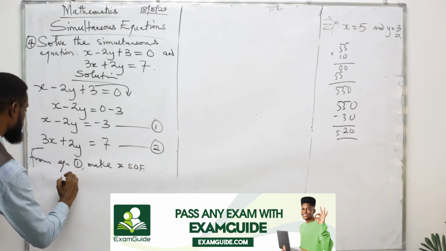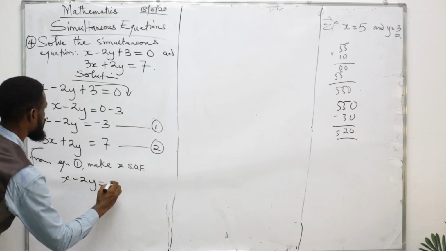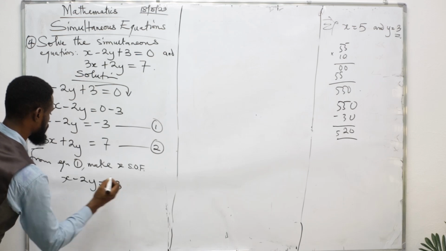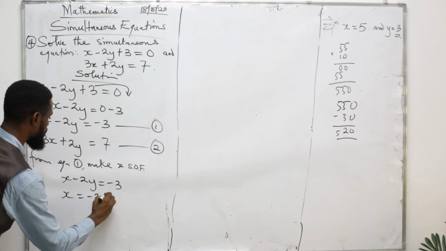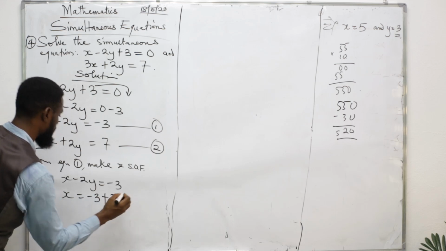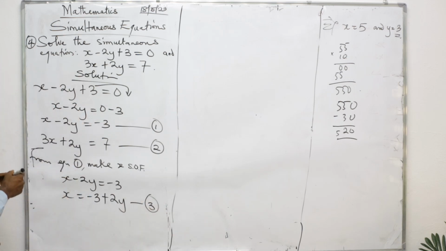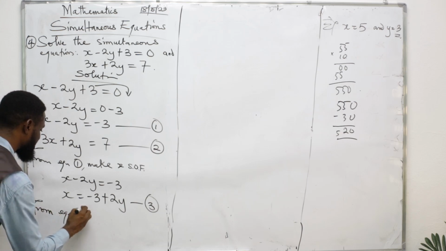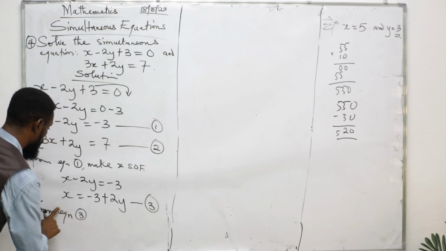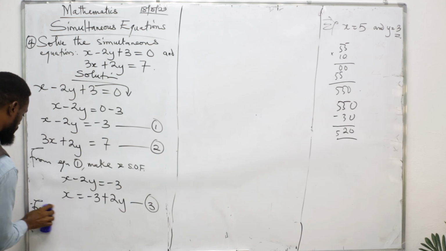So what that means is x minus 2y is equal to minus 3. To make x the subject, it means x is equal to minus 3 plus 2y. So this is now our equation 3. Okay? So from equation 3, the next step now: put equation 3.